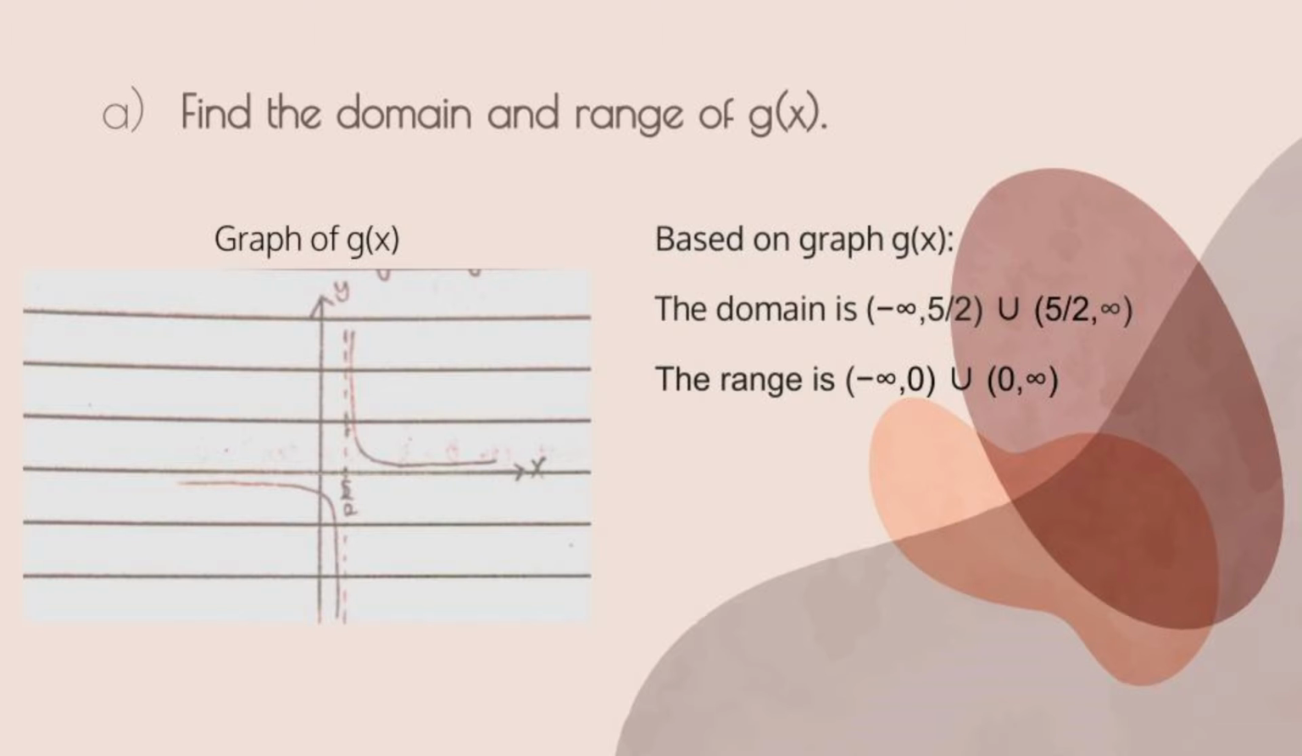Task 2, Question A, find the domain and range of GS. So we need to find the domain and range of graph GS. We need to draw the graph of GS. After we draw the graph, we can get information from the graph GS. Based on the graph GS, the domain is negative infinity to 5/2 union 5/2 to infinity. The range is negative infinity to 0 union 0 to infinity.